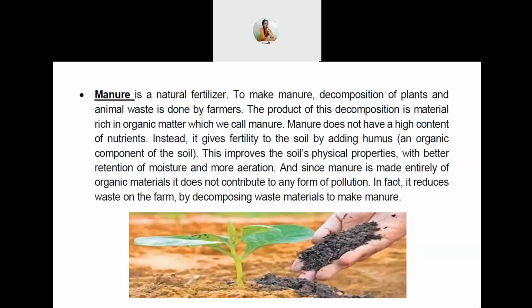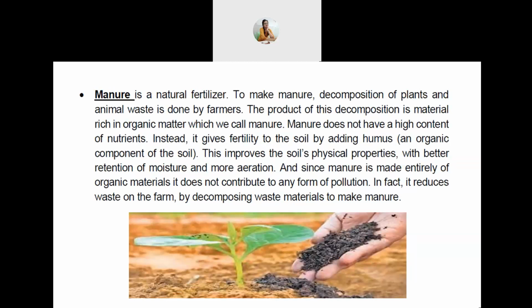Manure. It is a natural fertilizer. To make manure, decomposition of plants and animal waste is done by farmers. The product of this decomposition is material rich in organic matter, which we call manure. Manure does not have a high content of nutrients. Instead, it gives fertility to the soil by adding humus.